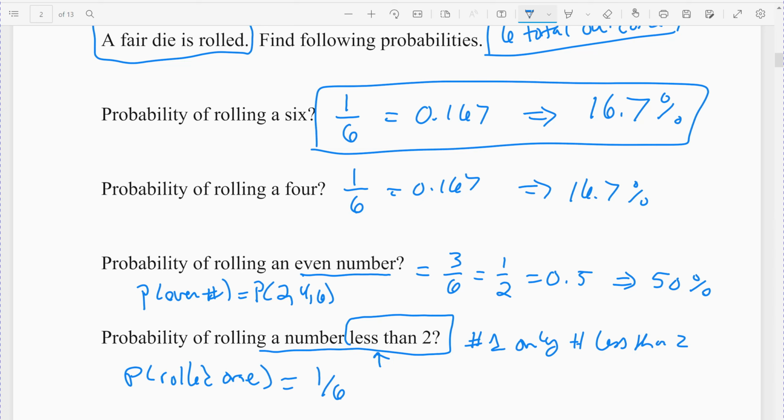So make sure you're careful. If it had said less than or equal to, you'd say 2 and 1, so there would be 2 out of 6. But it didn't say equal to, it just said less than 2. So there's just the 1 that we're looking for. So what's the probability of rolling a 1? 1 is the only number less than 2 in this case. All right, stop there, and I'm going to pick up the next examples in the next set of notes.